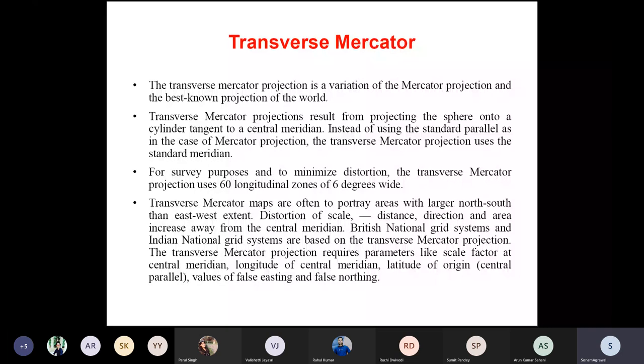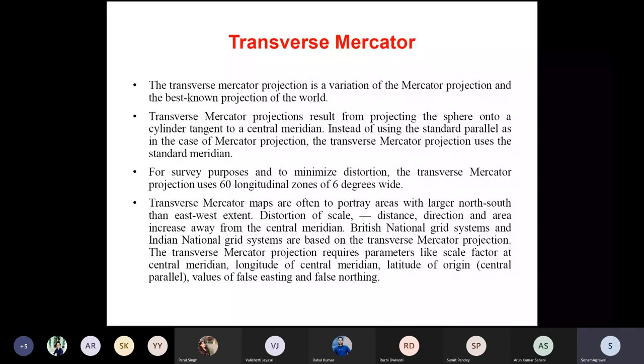Is this true for India or not? Is the north to south extent more than the east to west extent? Is it true for India that the length of India from north to south is more than that of east to west? If you are not sure, then you can check it on the internet, or you can just see the map of India. So yes, it's true that the north to south extent is more than east to west. That's why transverse Mercator projection is good for India.